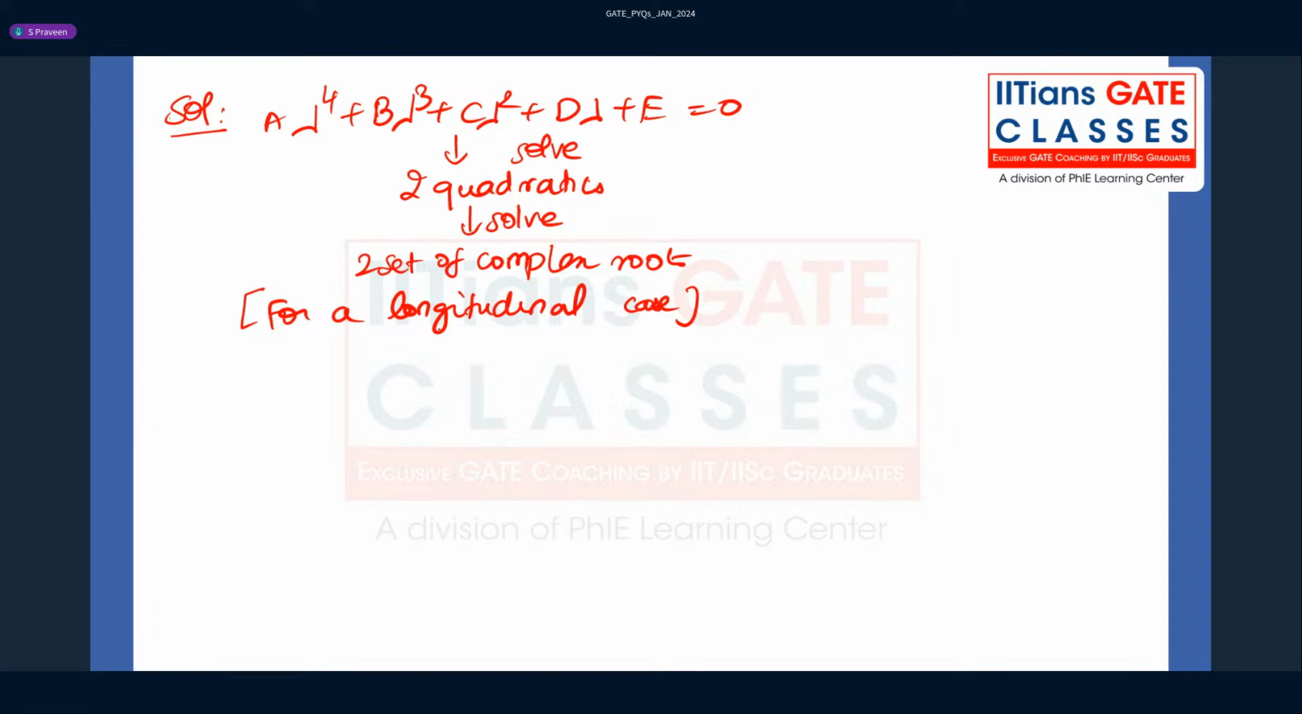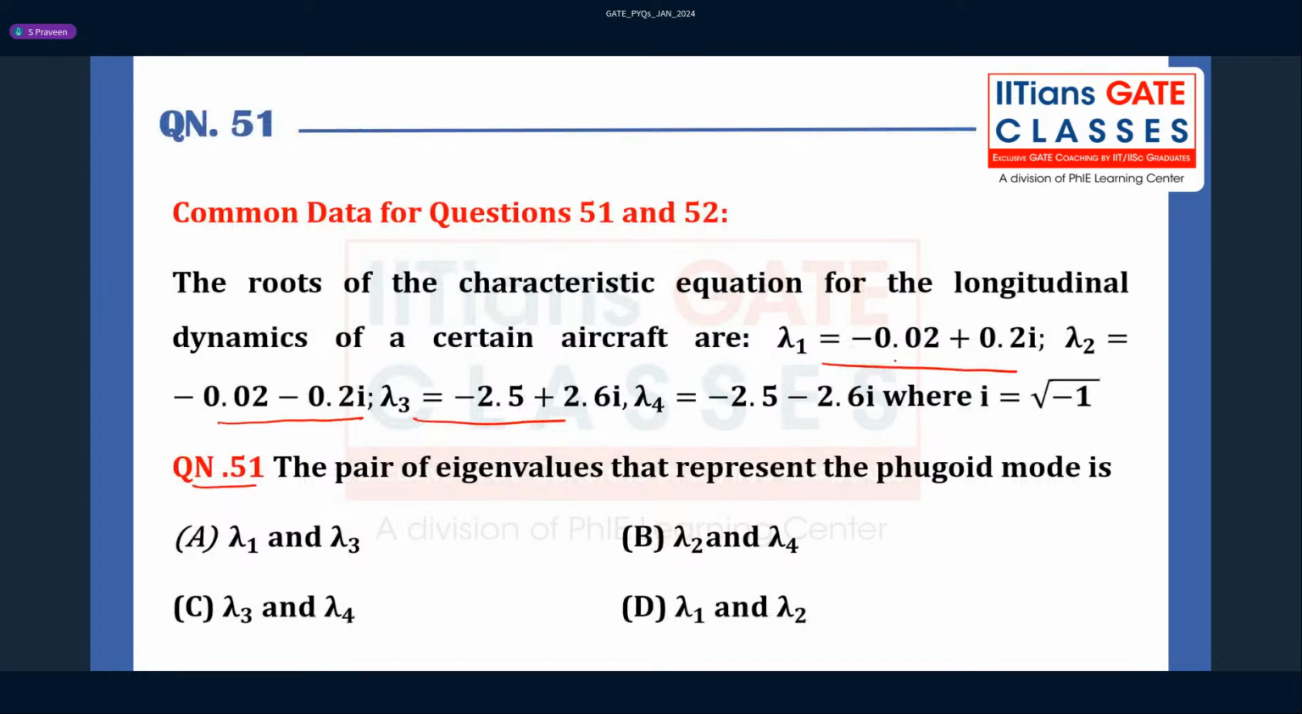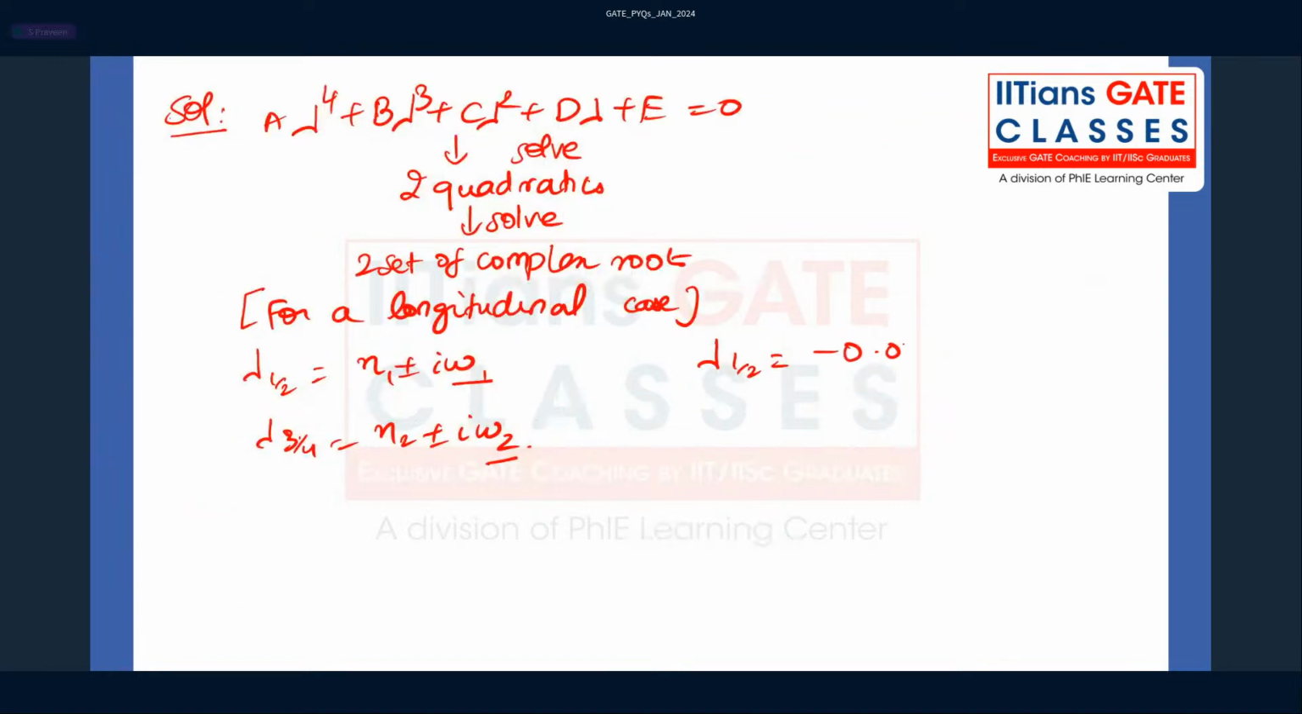Okay. So let's say the roots are now lambda 1 comma 2 is eta 1 plus or minus I omega 1. Lambda 3 comma 4 is eta 2 plus or minus I omega 2. Now, if I go back, I have omega 1 and omega 2. Let me rewrite those roots in here. So lambda 1 comma 2 is simply what? Minus 0.02 plus or minus 0.2 I. Then lambda 3 comma 4 is simply minus 2.5 plus or minus 2.6 I.